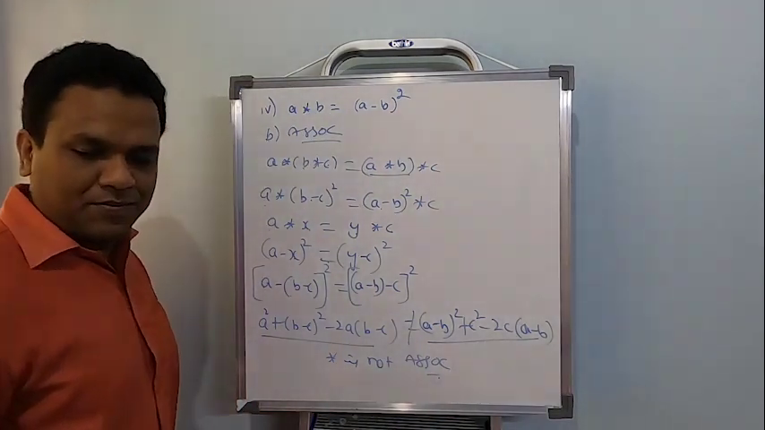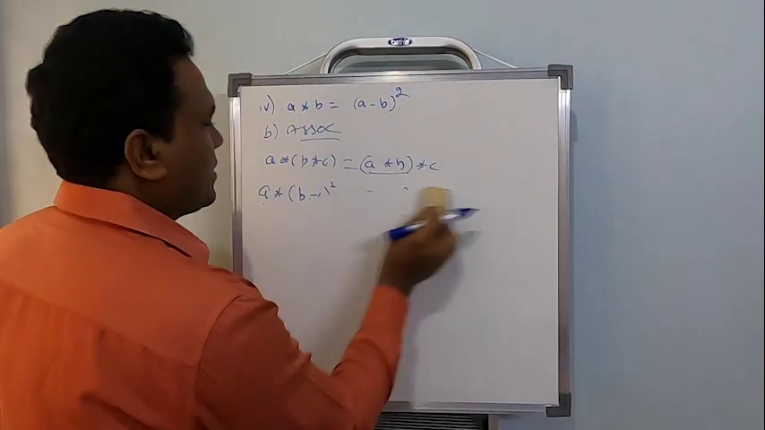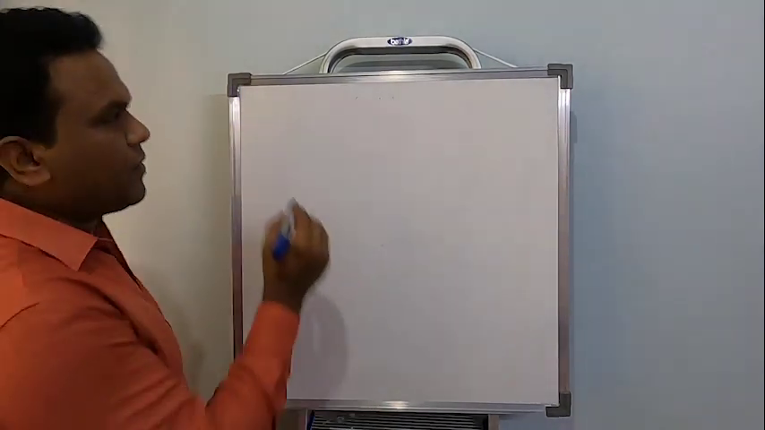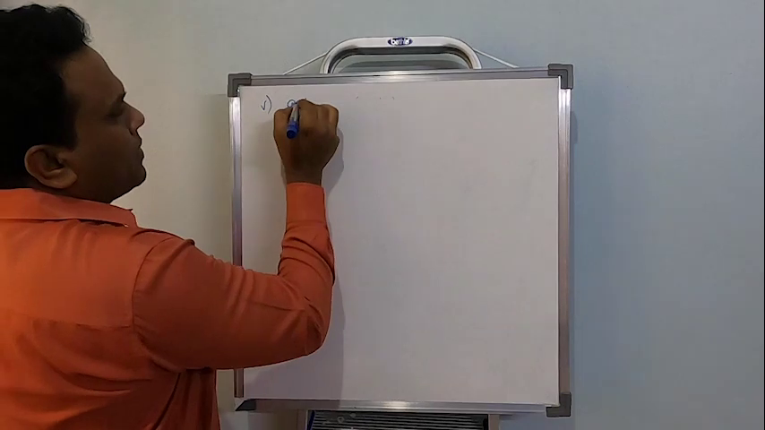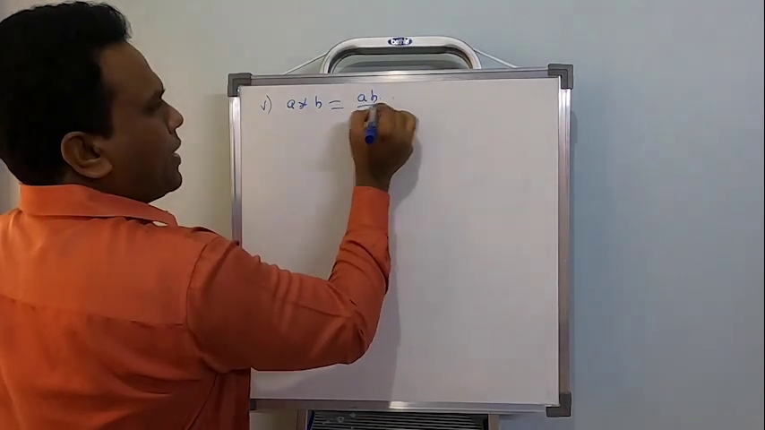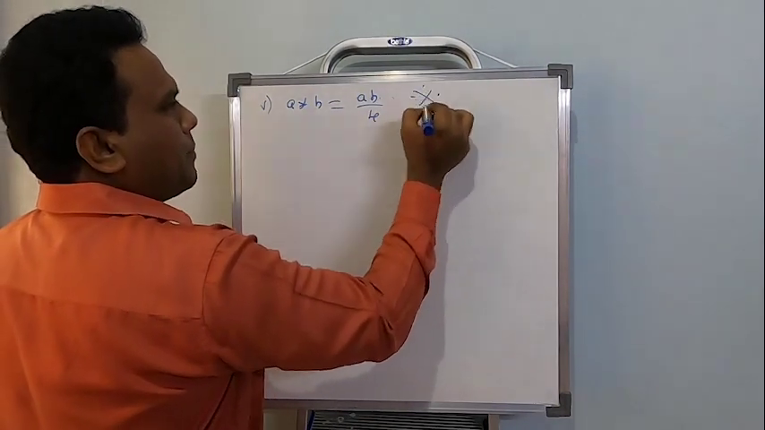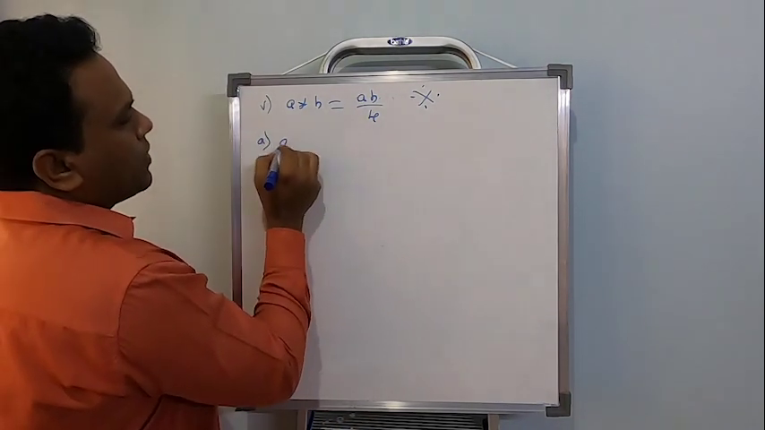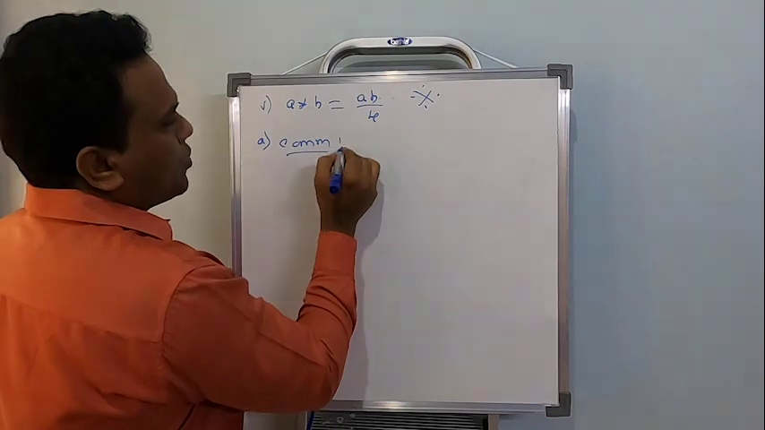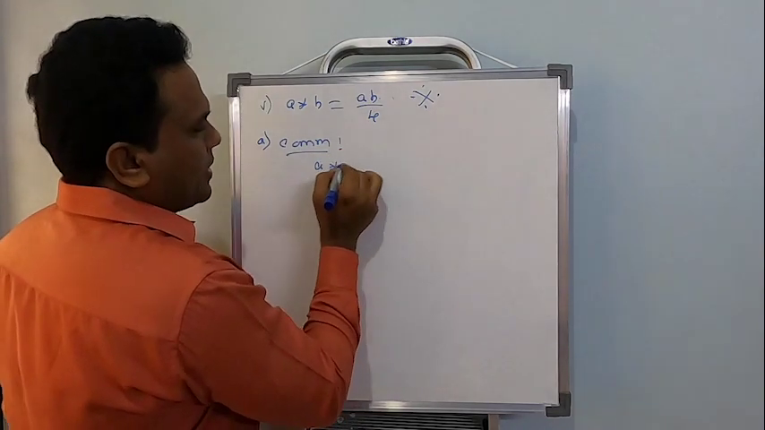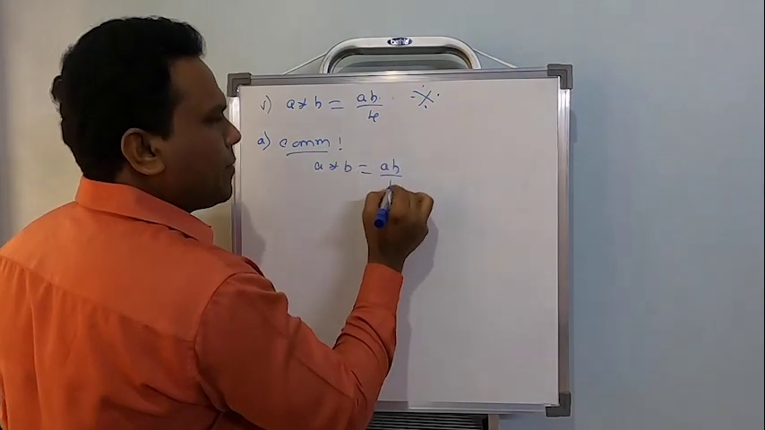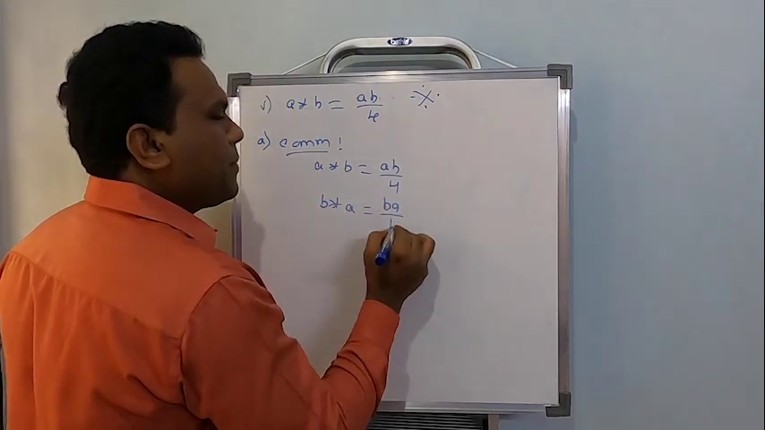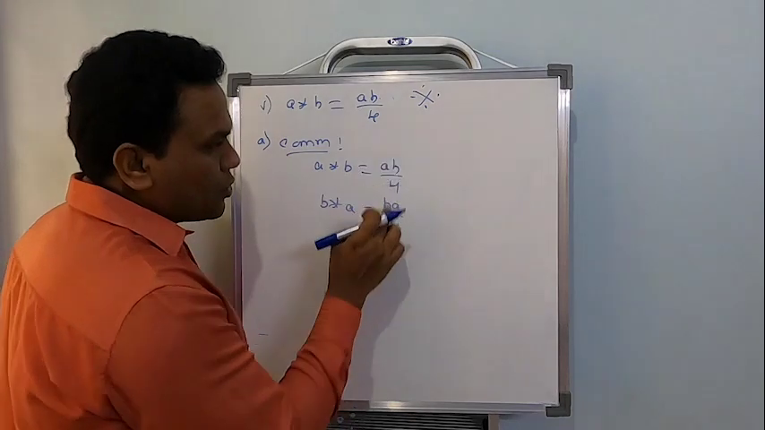Fine, students? Fine, students. Now let's move to the next. Problem number 5. So problem number 5 is given as a star b equal to ab by 4. A repeated one in the examination. Okay. So let us check for commutative. So what does commutative property say? A star b equal to ab by 4. And what does b star a will be? B star a will be ba by 4. Correct? Can I say these two are equal now?